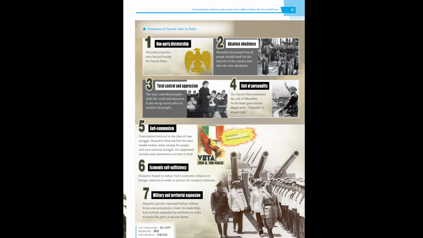5. Anti-communism. Communists believed in the idea of class struggle. Mussolini believed that this idea would weaken unity among the people and even national strength. He suppressed socialist and communist activities in Italy. 6. Economic self-sufficiency. Mussolini hoped to reduce Italy's economic reliance on foreign countries in order to protect the country's interests.